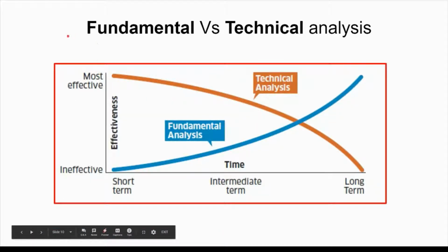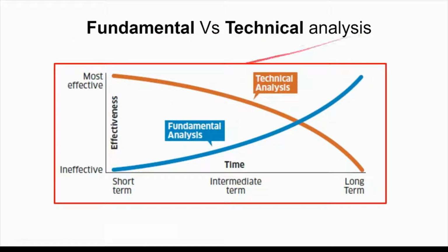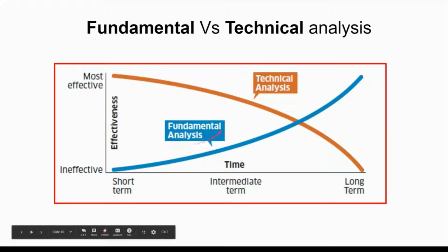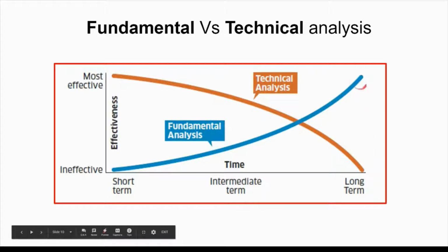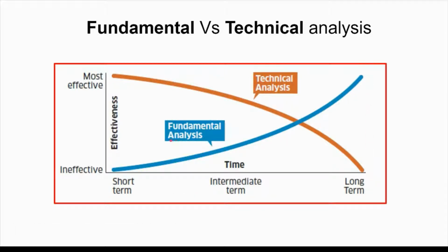So a quick look at fundamental versus technical analysis. As you can see on the y-axis, we have effectiveness, and on the x-axis, we have time. This graph shows you that fundamental analysis is ineffective in the short term, but over the long term, it's most effective. And that makes sense because when you're looking at company documents, it would be highly effective in the long term rather than in the short term, because it wouldn't really affect how the company performs in the next day or the next month. It would most likely affect it within the next few years or something like that, right?